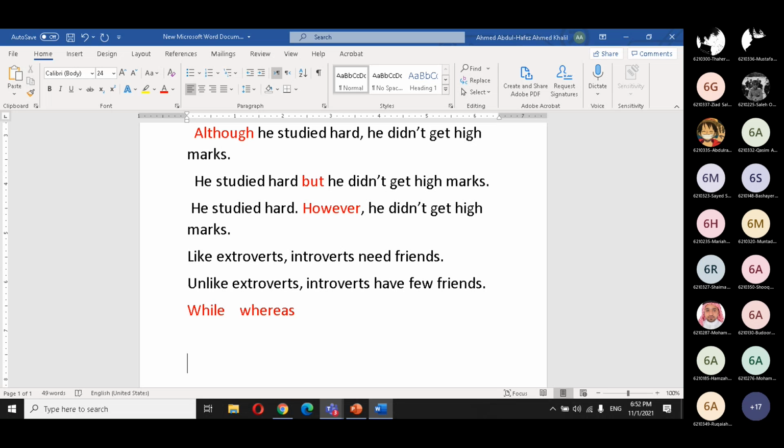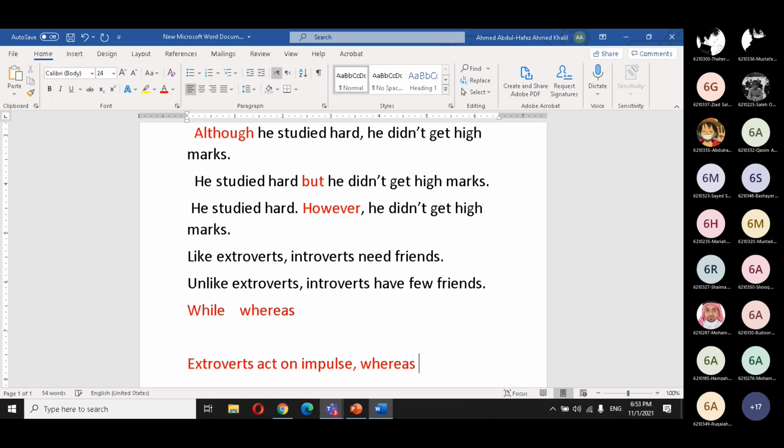Okay. Extroverts on impulse. You remember that when we were talking about extroverts, we said that extroverts act on impulse.